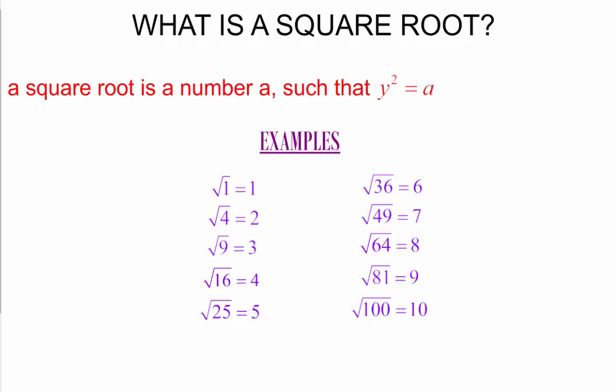Notice the way that we can figure out what the square root of a number is. Let's take, for instance, the square root of 16. What number times itself equals that number inside the square root? In this case, we know that 4 times 4 equals 16. Therefore, the square root of 16 is equal to 4. Here's the list of the first 10 square roots and their answers.